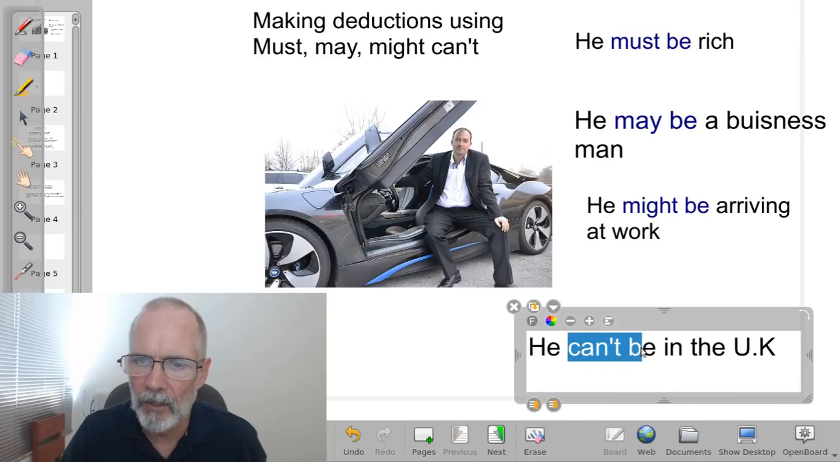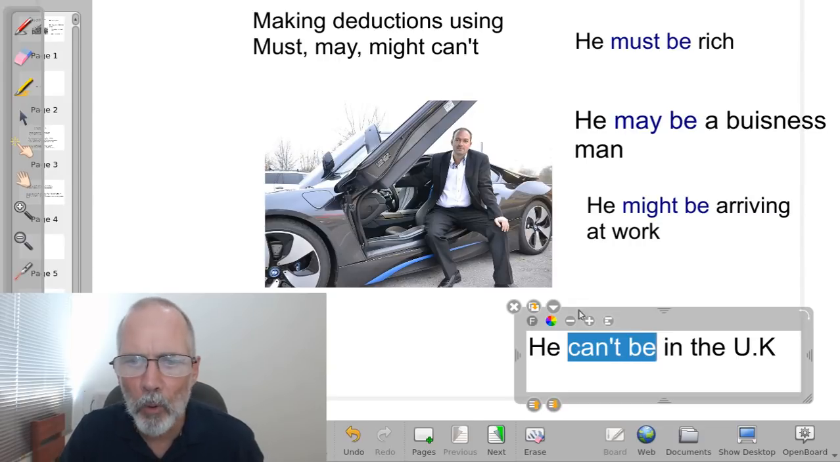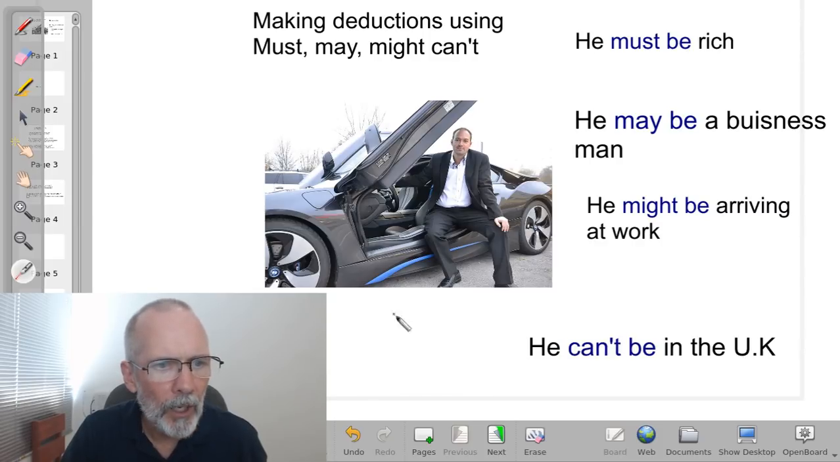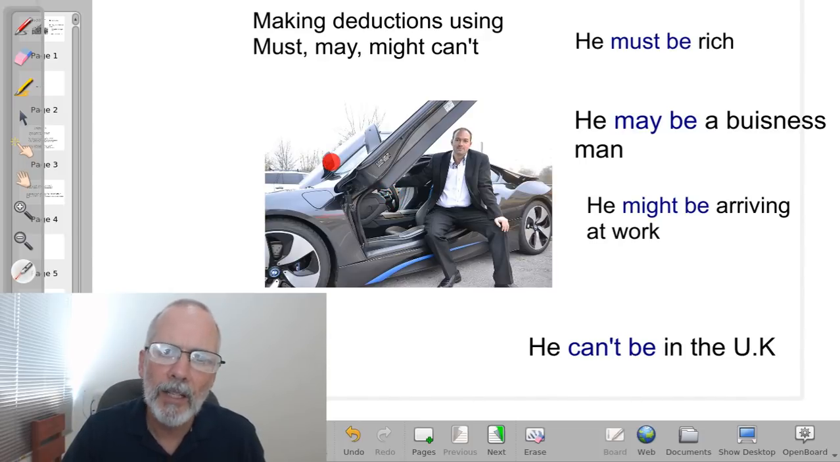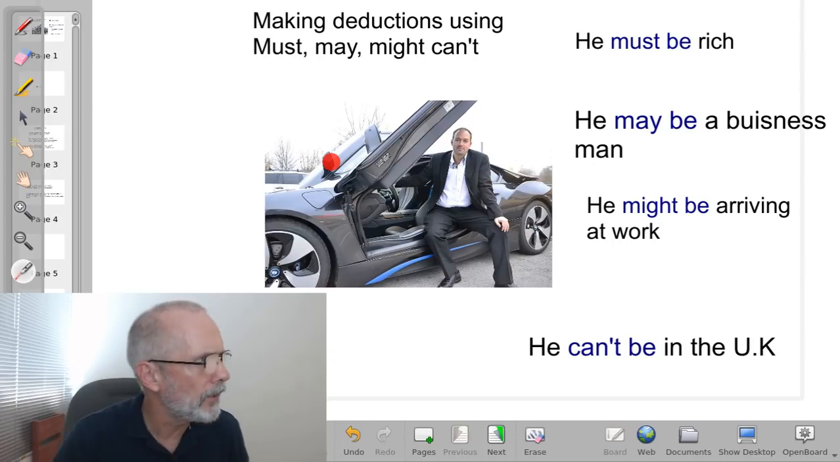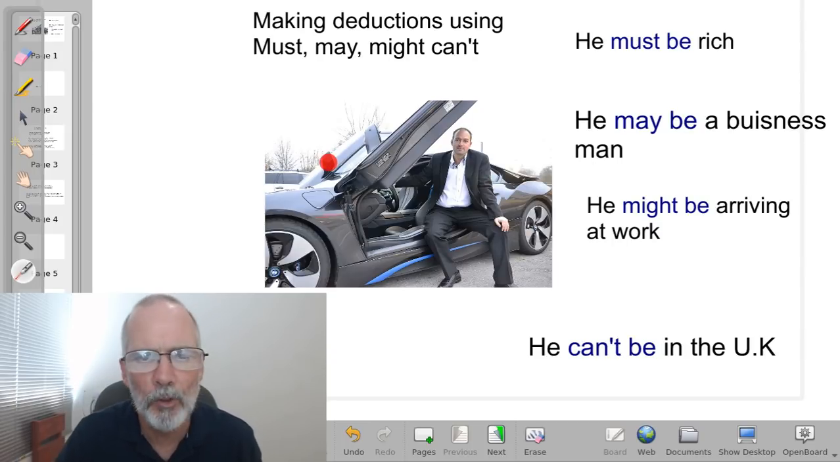I'm saying something in the negative. I'm saying that he can't be in the UK. It's impossible that he is in the UK. The UK, what does the UK mean? The UK is the United Kingdom. And in the United Kingdom, the steering wheel, this is a steering wheel, is on the right-hand side of the car. I think maybe I'm confused now, actually.